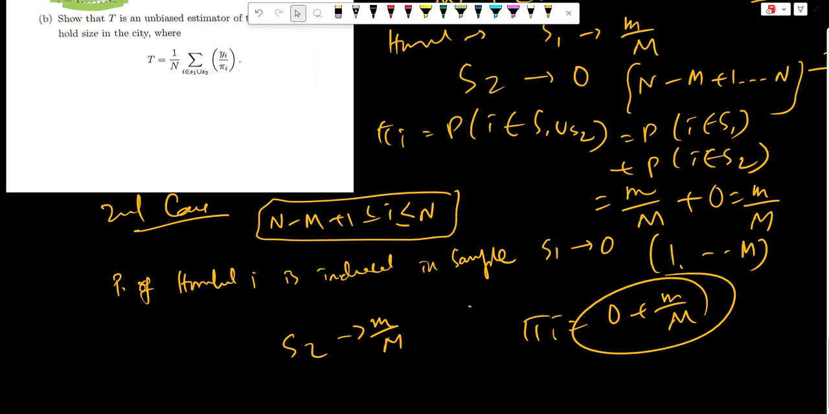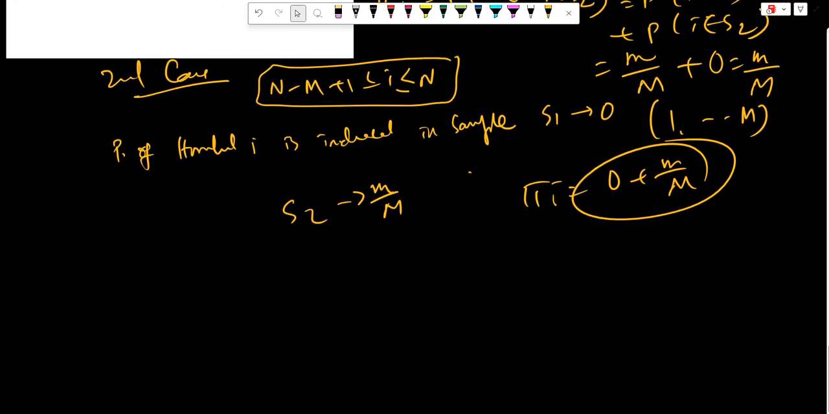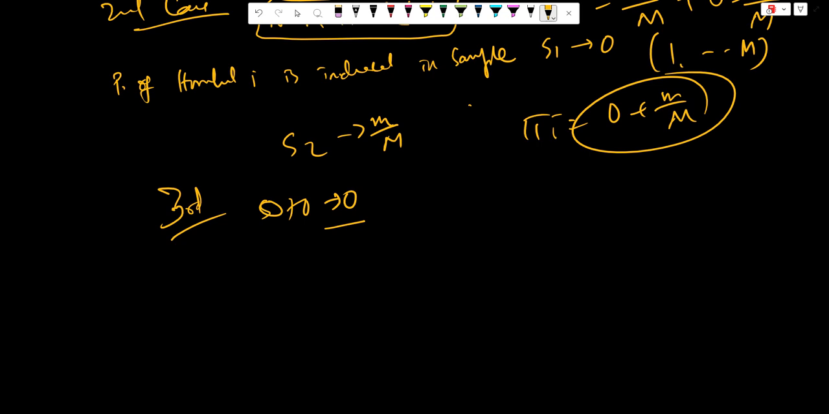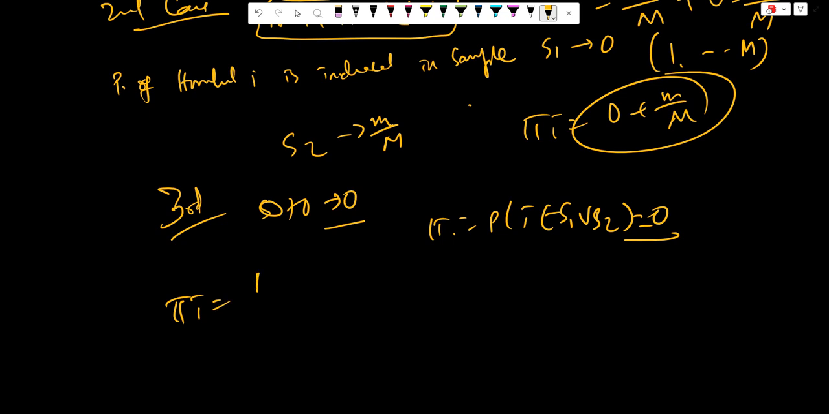So the probability that household i is included into S1 is 0, into S2 is 0 in the third case. Third case is 0 plus 0. ठीक है, दोनों में ही नहीं है. So pi i, the probability of i in S1 union S2, is 0. So summarizing this, we can say that pi i equals either small m by capital M or 0.